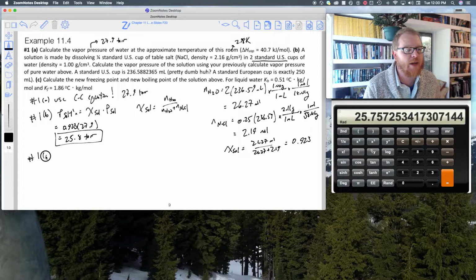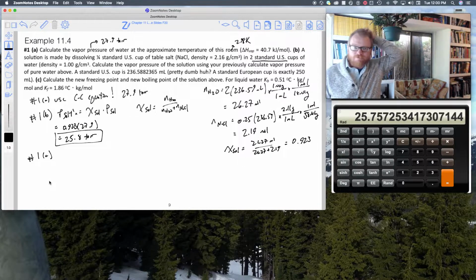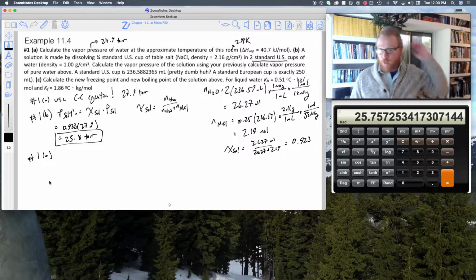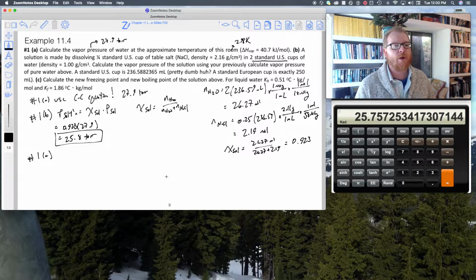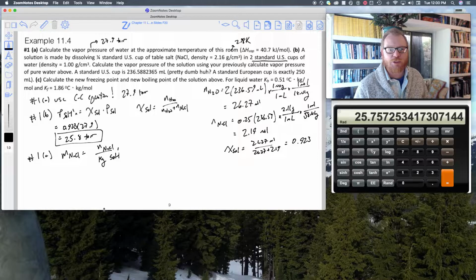And so finally for 1C, the freezing point depression and boiling point elevation. The first thing I've got to do is actually calculate the molality of the solution. So I've got to calculate the molality of NaCl, which is going to be the number of moles of NaCl divided by the kilograms of solution.